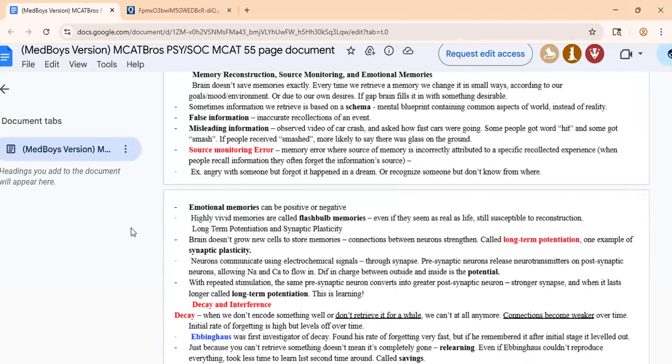False information is in the name, an inaccurate recollection of the event. Misleading information is thinking you saw something, but you haven't seen it. So it's misleading information, similar to a source monitoring error, a memory error where source memory is incorrect when it comes down to a collection of things or a memory.